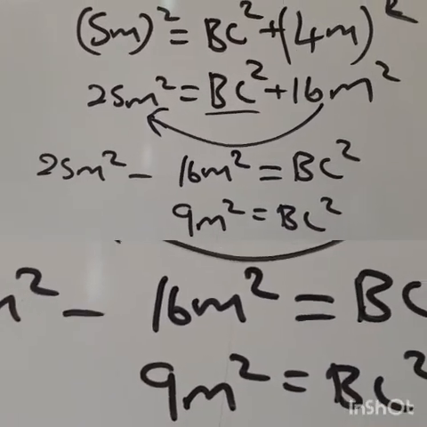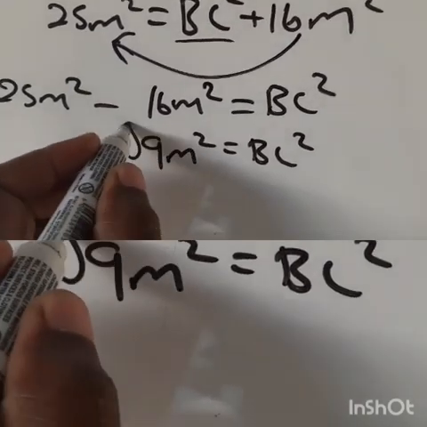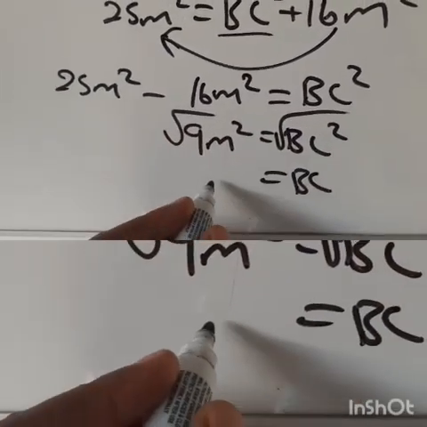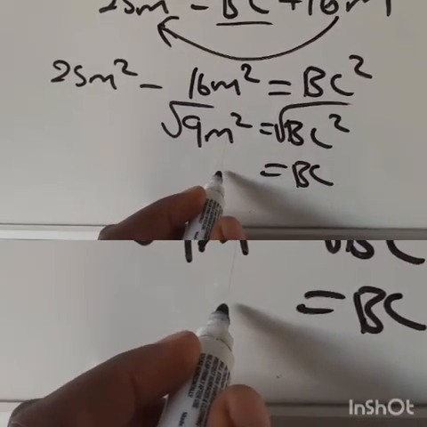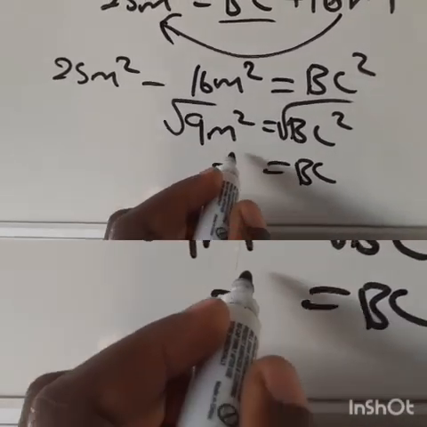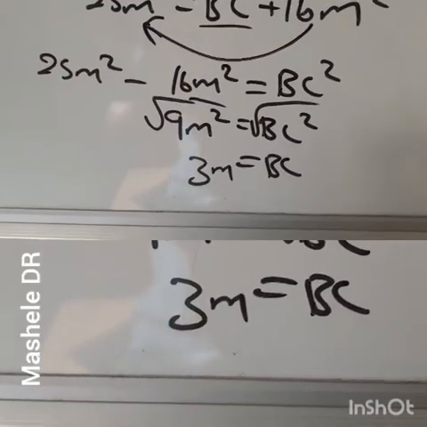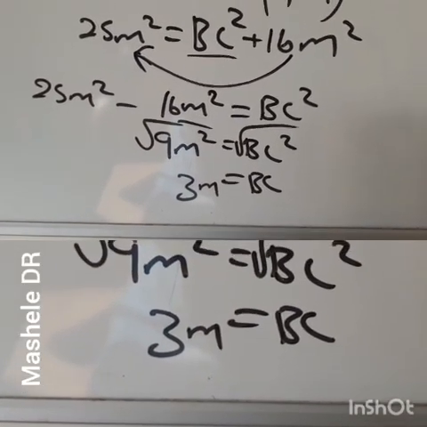By now, we know how to remove the squares. We're going to put in square roots on both sides. Then this becomes BC equals the square root of 9, which would be 3. The square root of m squared would be m. Okay, that was the third one.